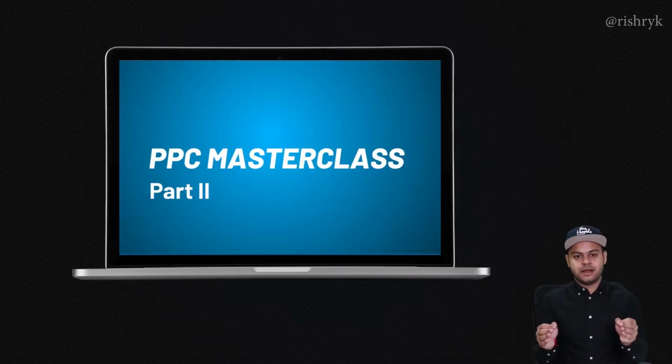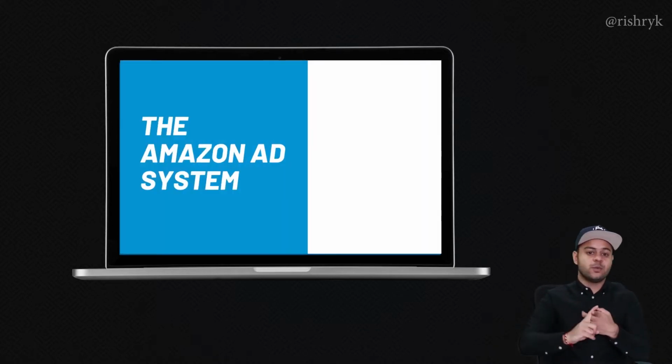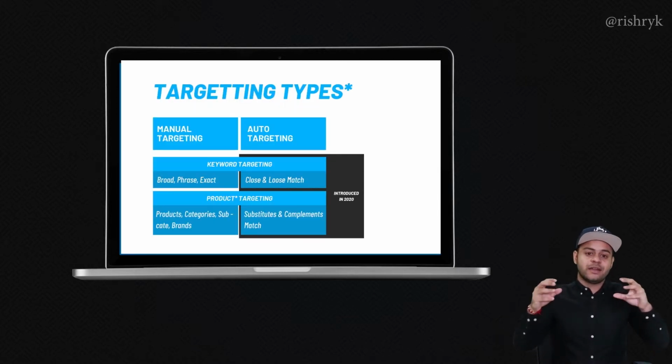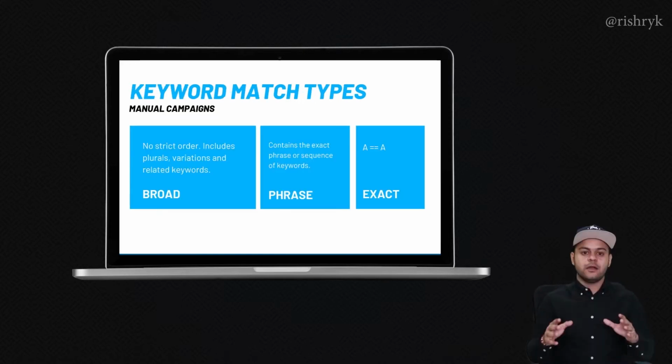Let's get started. Welcome to part 2 of the PPC Masterclass. In the previous video, we covered how Amazon's ad system works. We understood what PPC is, how the bidding system works, and all those things. We covered the different primary targeting types for automatic and manual campaigns. We understood the difference between broad, phrase, and exact match types, and how it affects your bidding when you're setting up your PPC campaigns. So if you haven't watched that video, do watch that as well, because it will clear out all the theoretical knowledge that you need to be aware of to run your PPC campaigns successfully.